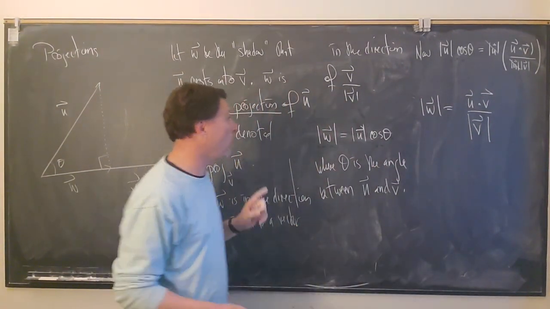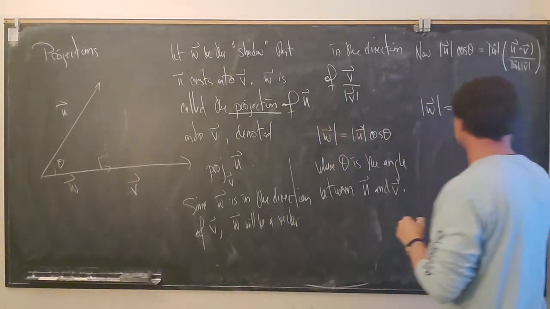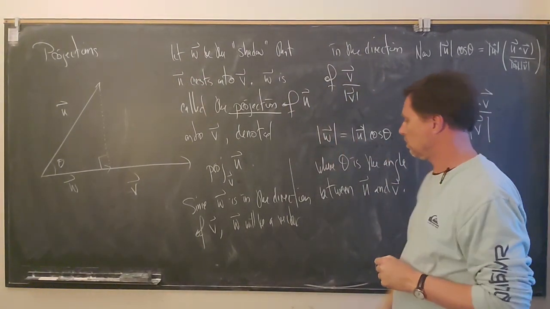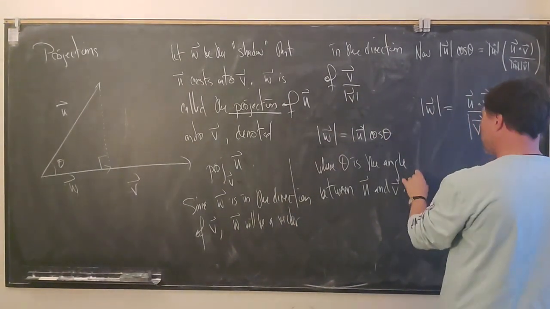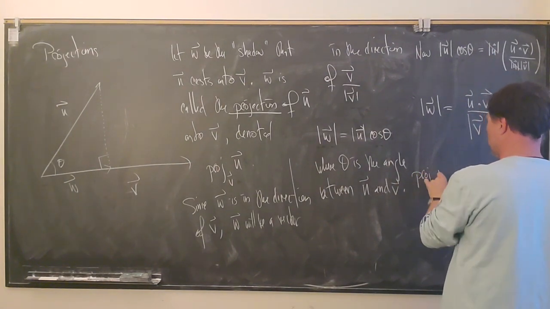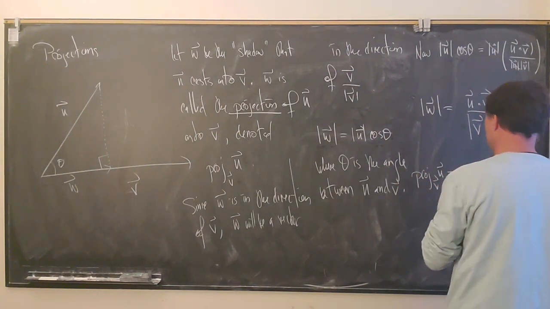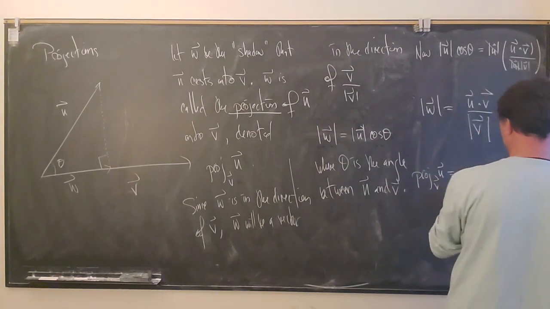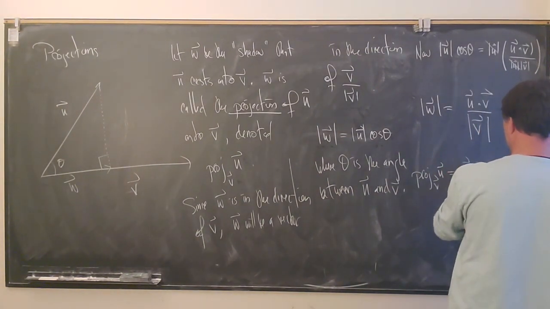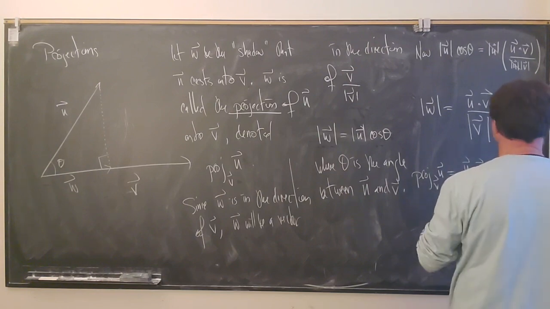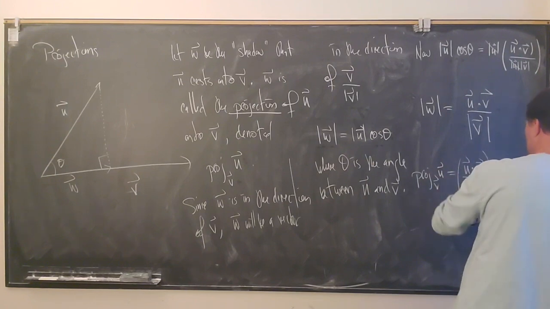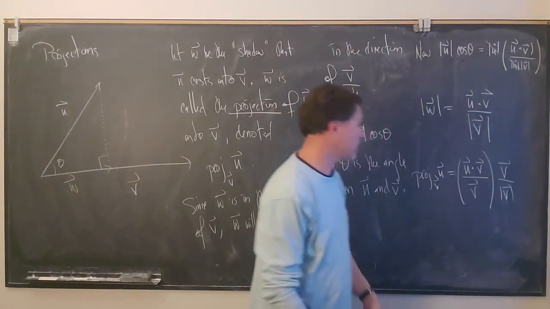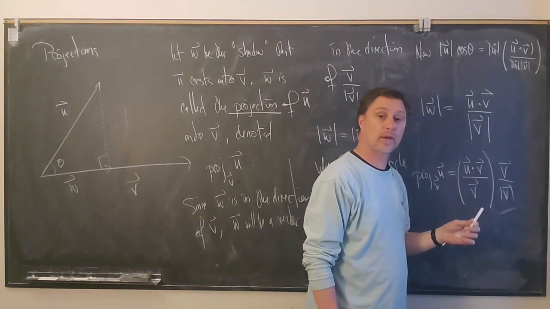Okay, so now all I need to do is multiply this number times this vector right here. That will give me the projection. So what we have then is that the projection of u onto v is equal to u dot v divided by length of v times v divided by length of v. It's a scalar multiple of that unit vector right there.